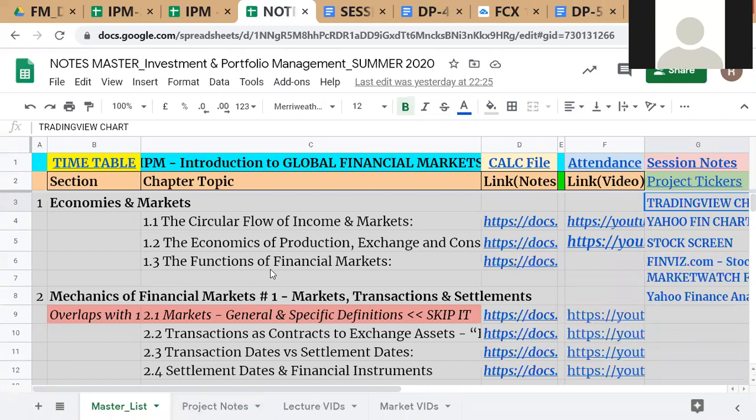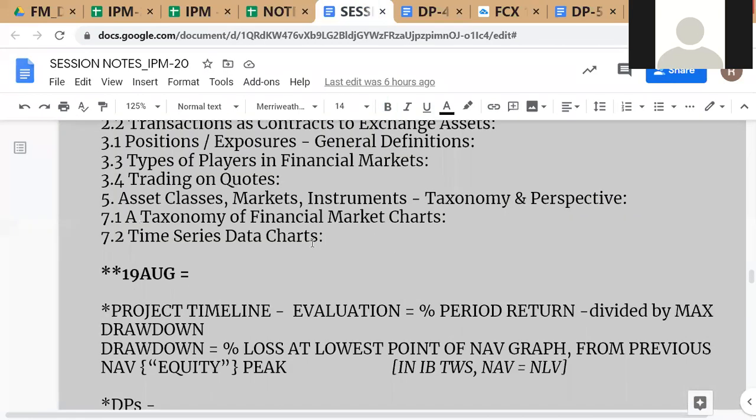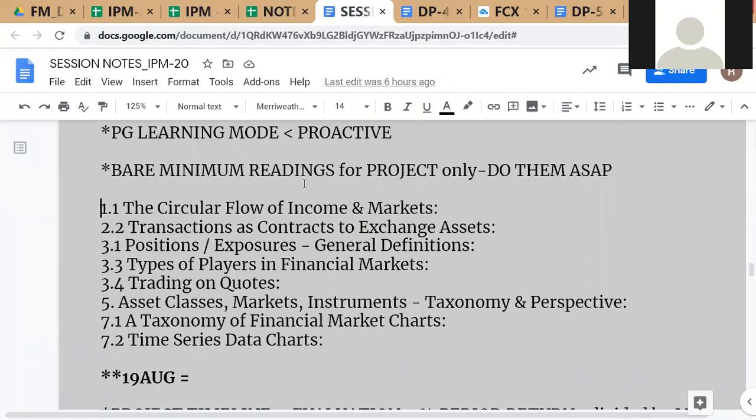So we've got basically two levels at least of notes. One is the ideal sequence that we would follow, which is given here, but because of the lack of time and because we have to complete the project, we are not able to follow this, but you guys should try to read this eventually. But more important than that, I've told you guys to read the absolute bare minimum readings for the project. This is the stuff that you have to do first, otherwise you will not understand what I'm saying.